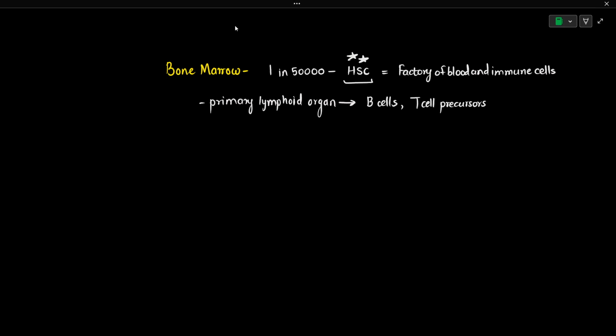So bone marrow is the organ, or the tissue, a soft and spongy tissue where the hematopoietic stem cells are going to live. And that is possible because bone marrow provides a stem cell niche for the hematopoietic stem cells.